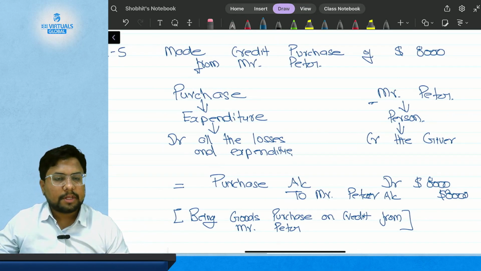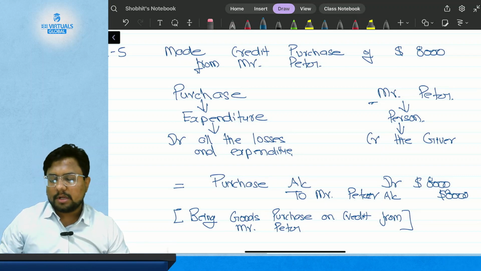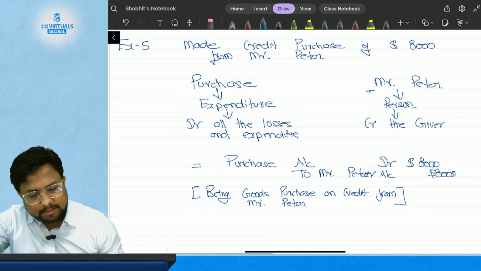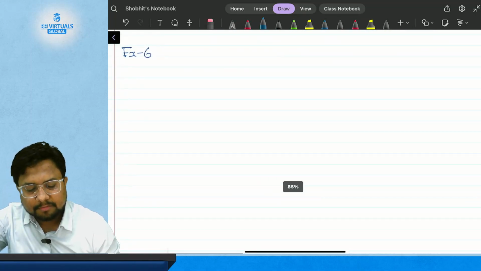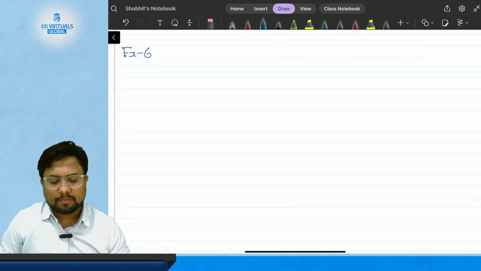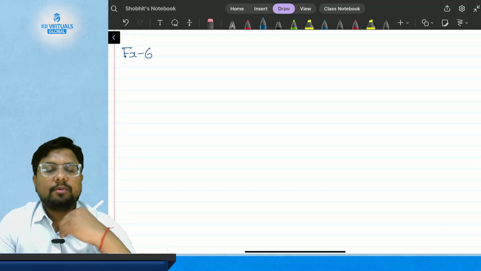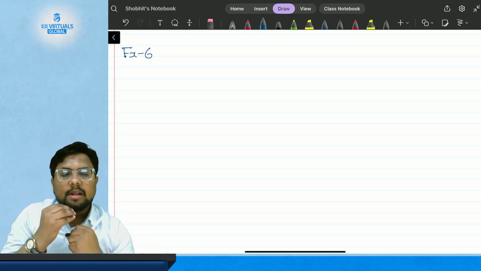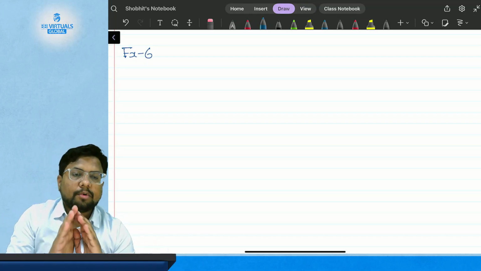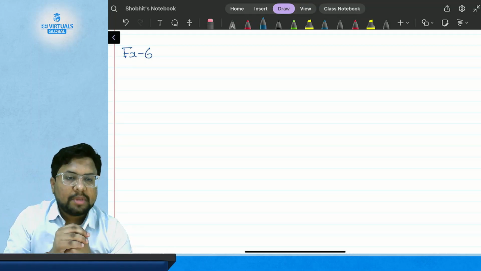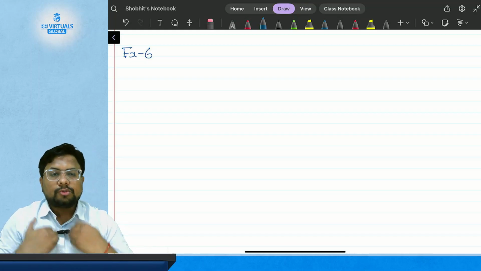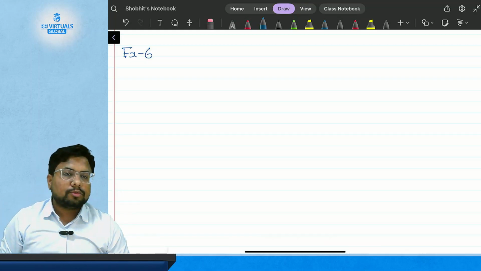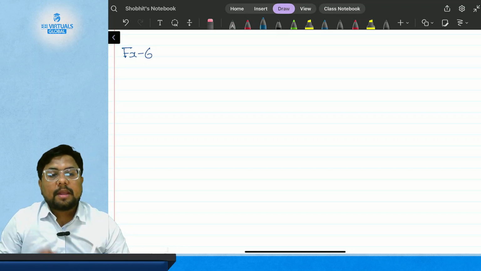Okay, so we have seen cash purchase, we have seen credit purchase, and by following the rhythm we will go for purchase return, that is illustration number 6. So now I have purchased goods from Mr. Peter on credit, and I have found out that some of the goods supplied by Mr. Peter to me are defective. So I will return those goods to Mr. Peter. That will be my purchase return.